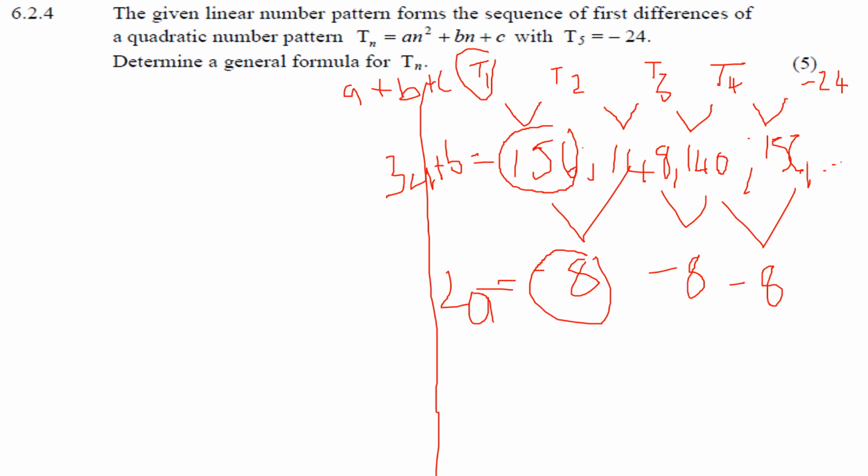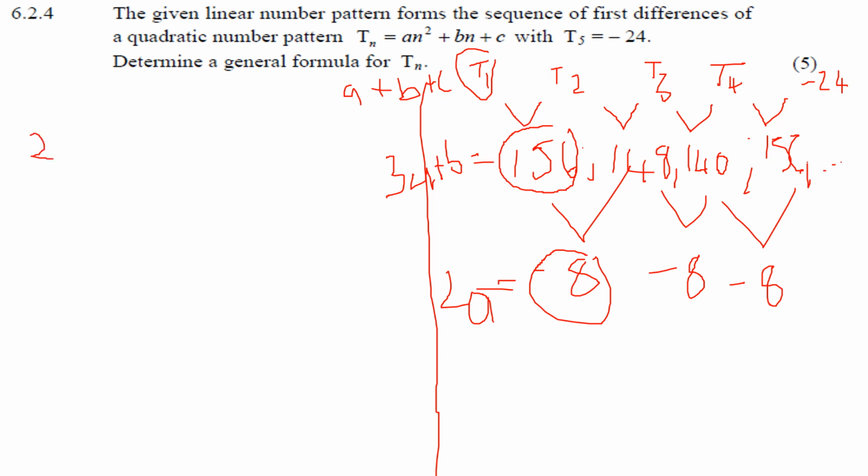Okay, so now we need to determine the general equation of this quadratic pattern that has a fifth value being -24, and the first difference is this arithmetic sequence that is given to us, and then the second difference will be -8. So now let's find the value of a. It's very easy to find the value of a.